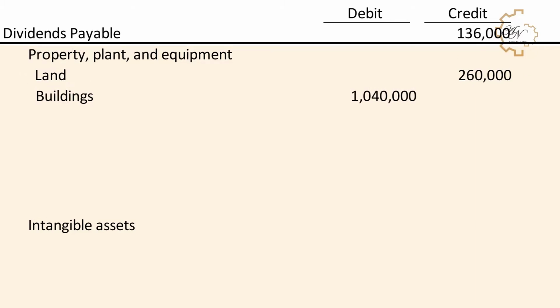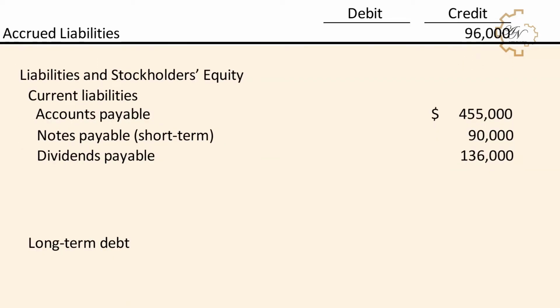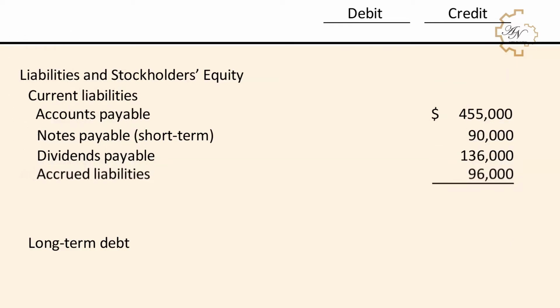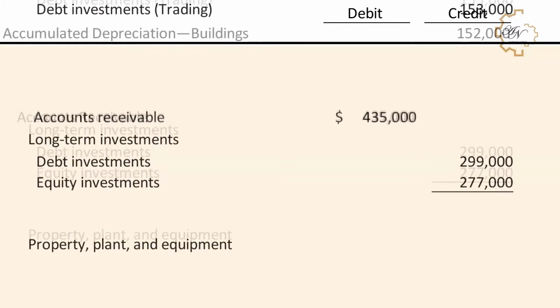Dividends payable, $136,000 to the current liabilities. Accrued liabilities, $96,000 to the current liabilities. Accounts receivable, $435,000 to the current assets.